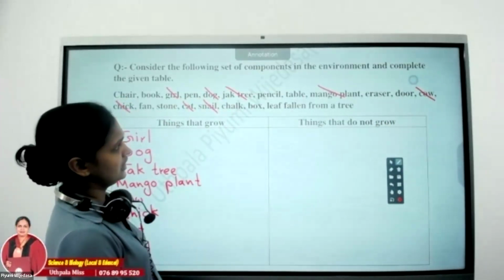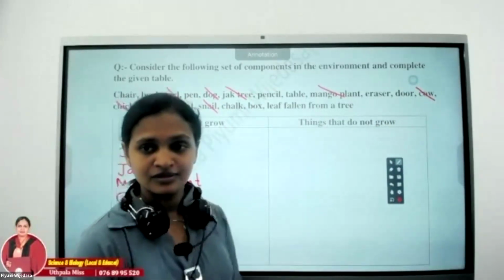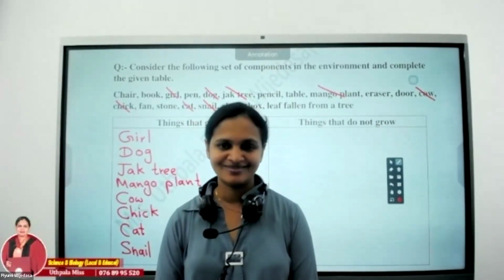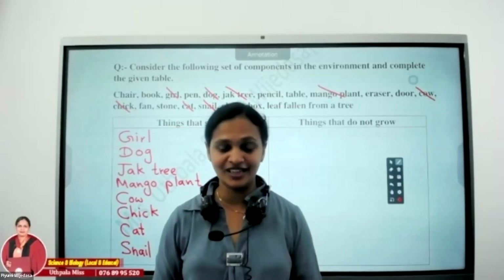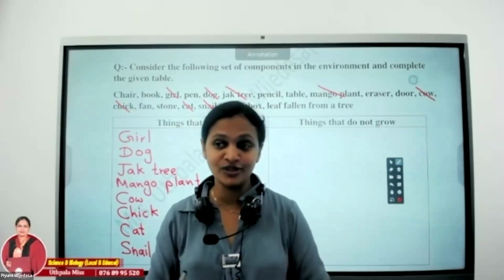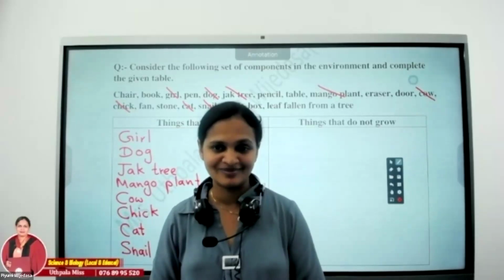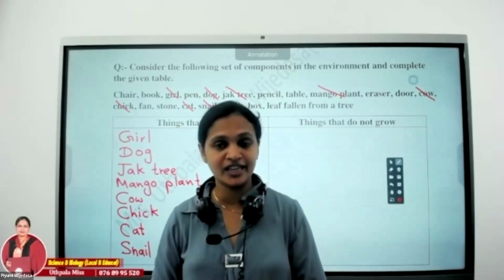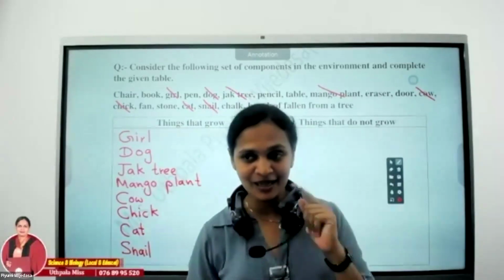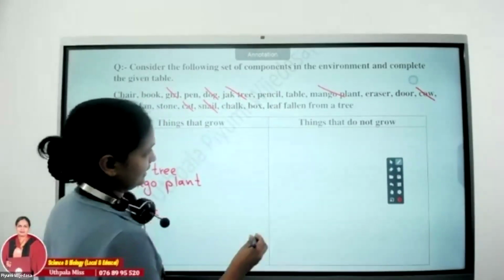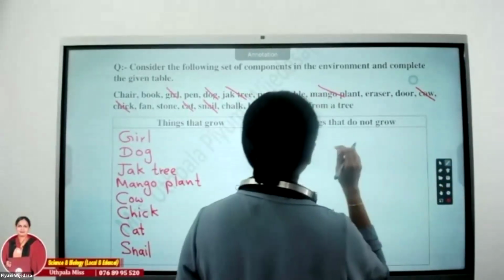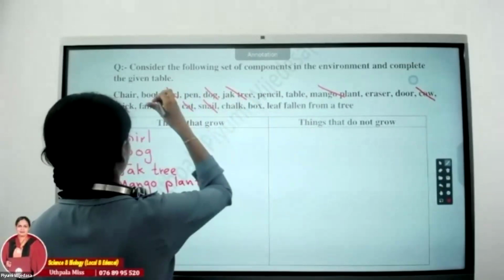Can a leaf fallen from a tree grow? No. But when it is attached to the tree, can it grow? Yes, teacher. You need to think a little. Then I will mention the things that do not grow in the other column.